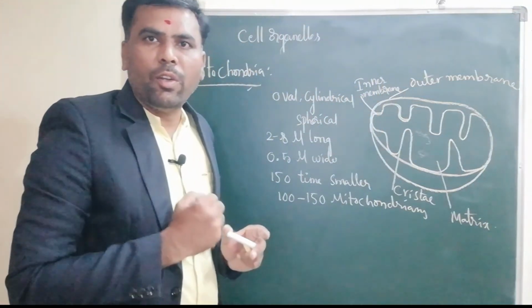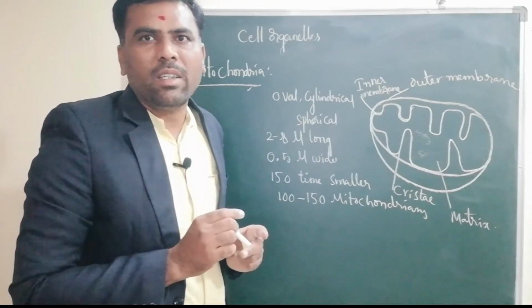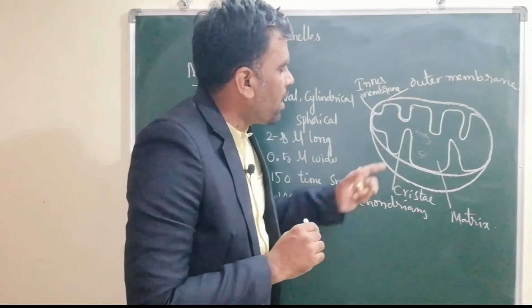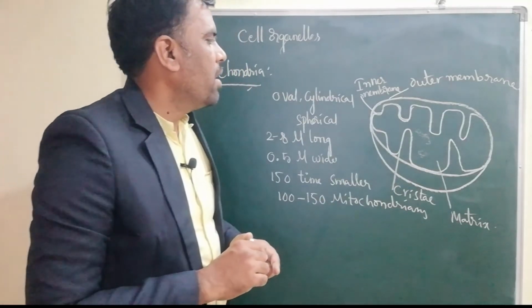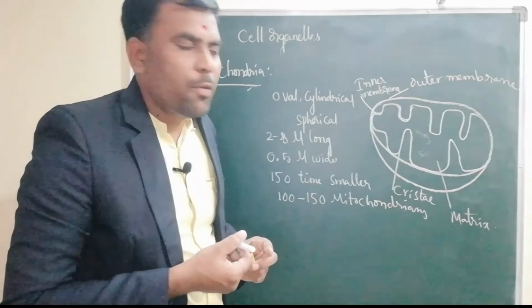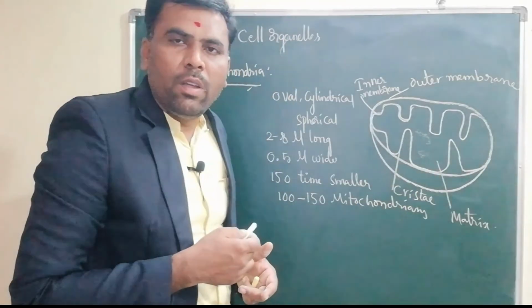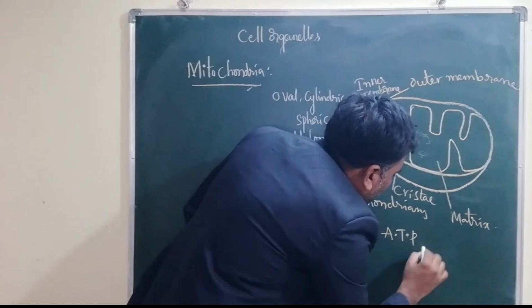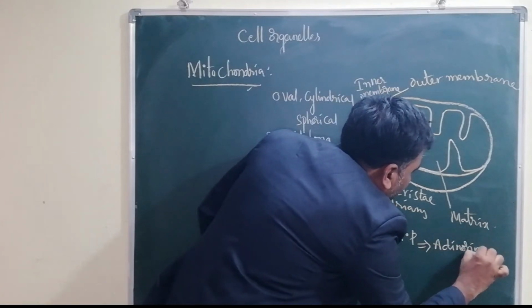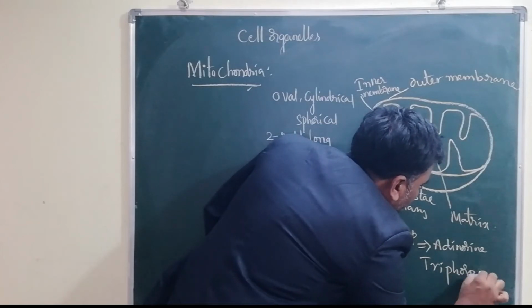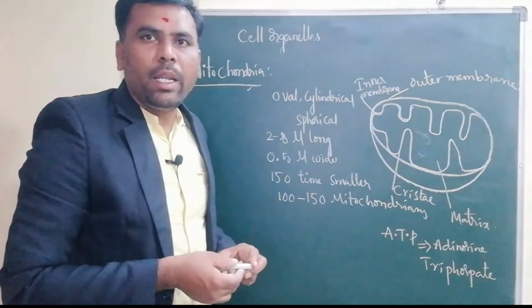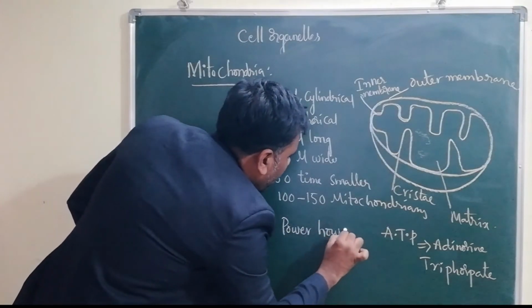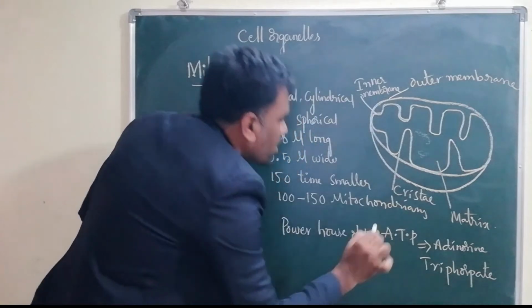But what is the function of the mitochondria? The food gives us energy, but food does not give us energy directly. Unless it reacts with oxygen, it does not give us energy. Where does this process take place? The process of burning food materials to release energy takes place in the mitochondria. The energy produced from the food is stored in the form of ATP. ATP stands for adenosine triphosphate. So that is the reason the mitochondria is known as the powerhouse of the cell.